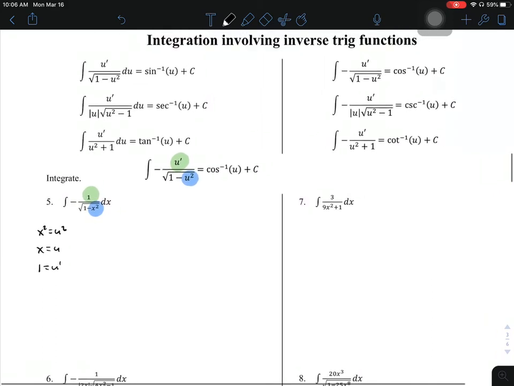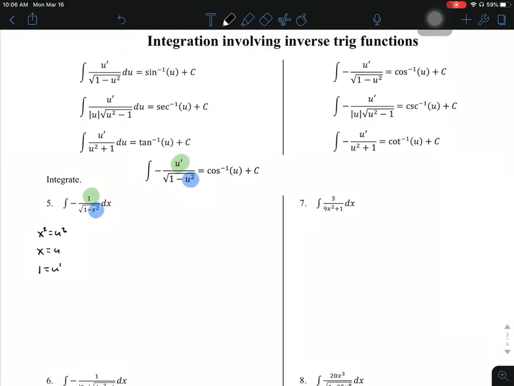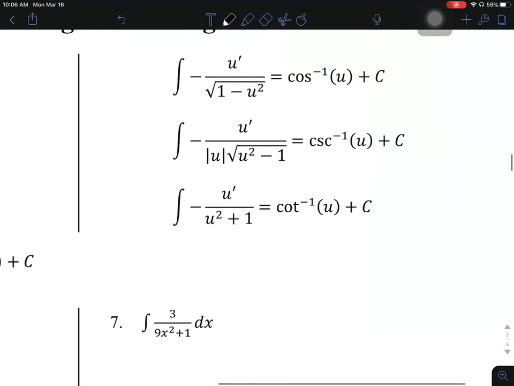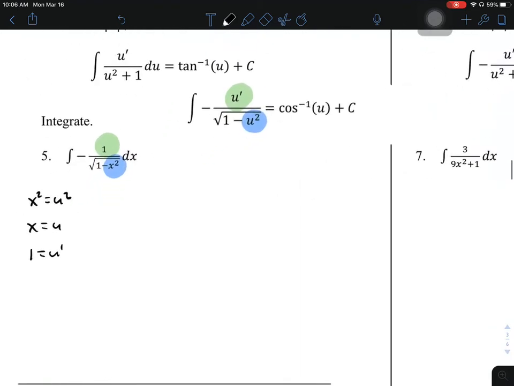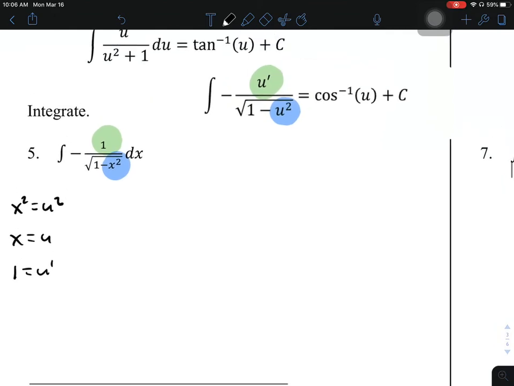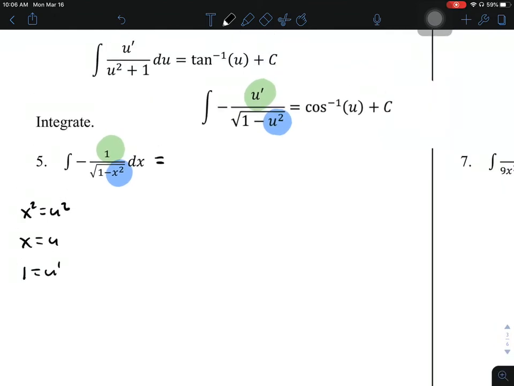I just realized, sadly, there's a mistake here, fellas and ladies. These should have DUs after them. I don't know what happened. Probably Obama, that's my guess. Thanks, Obama.